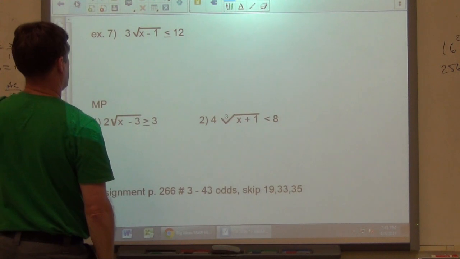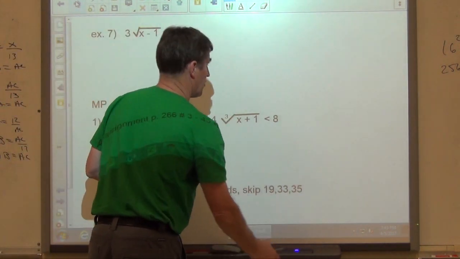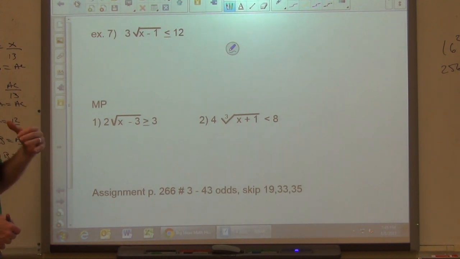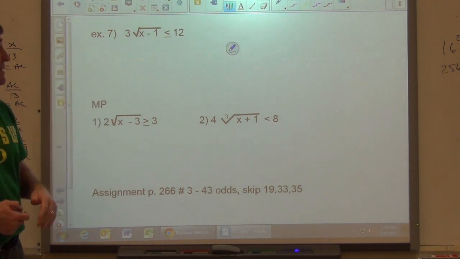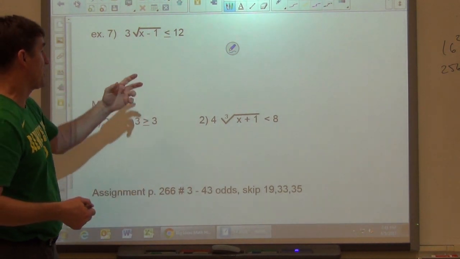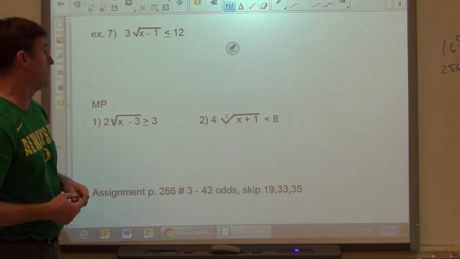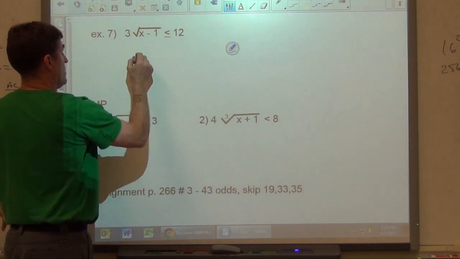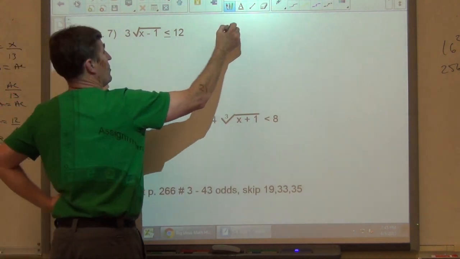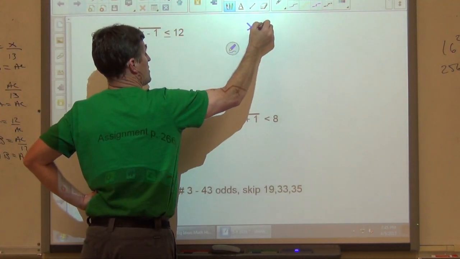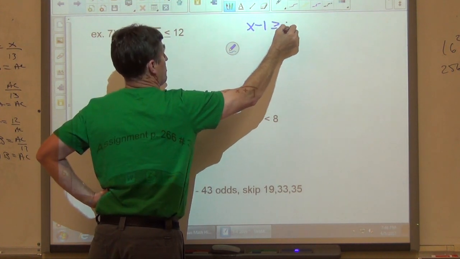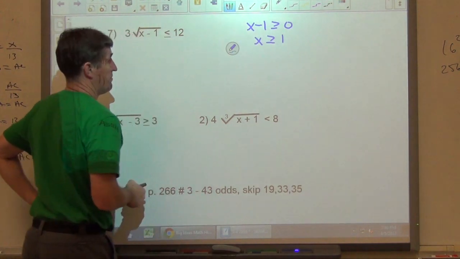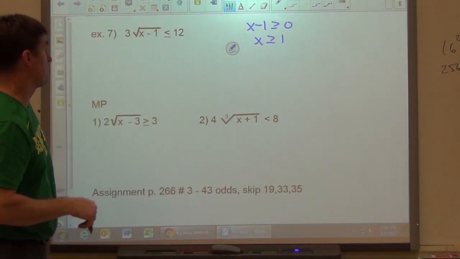If we go to this one, now we're going to do inequalities. Inequalities aren't that much more difficult. You're going to do it the exact same way. You just have a restriction, especially when it's a less than or equal to. Because remember, we can't take the square root of negative numbers. So we know that this x minus 1 has to be greater than or equal to 0. So we know x has to be greater than or equal to 1. So that's a restriction we have in this problem.